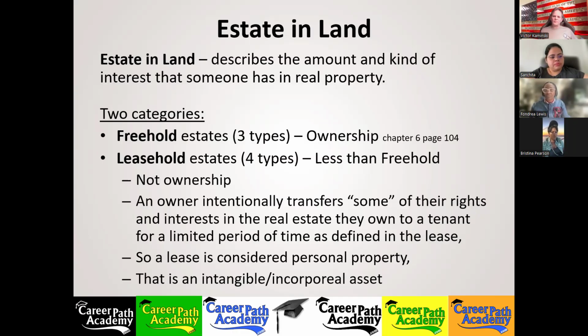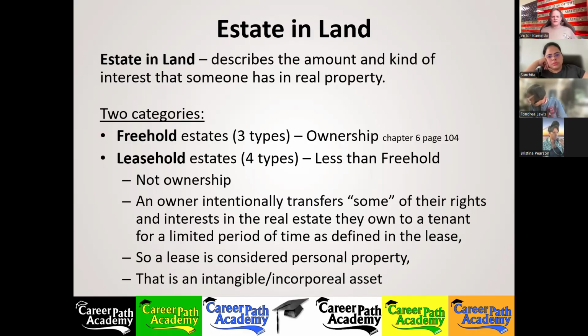Okay, so in this chapter, we're going to be going over the four types of leasehold estates. Leaseholds are less than freehold. You're not free to hold the property forever or for a lifetime, but we're going to go over what exactly these temporary leasehold estates are. So leases are not ownership. The leasehold estates are not an ownership category of estates in land.